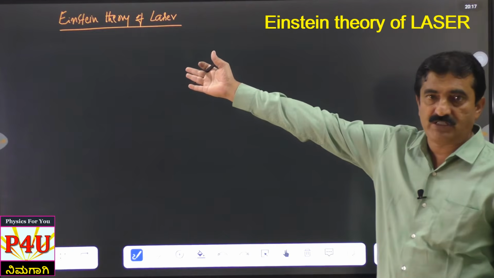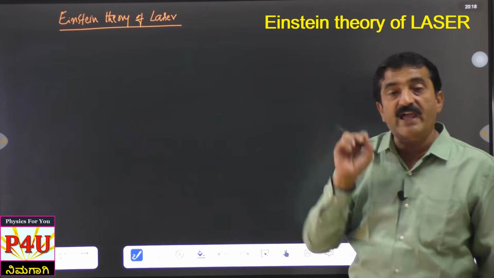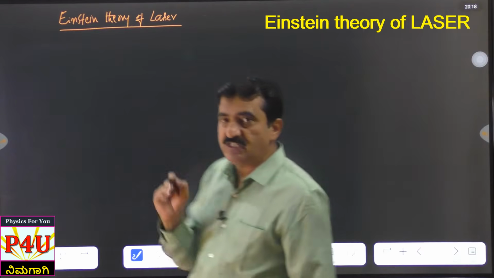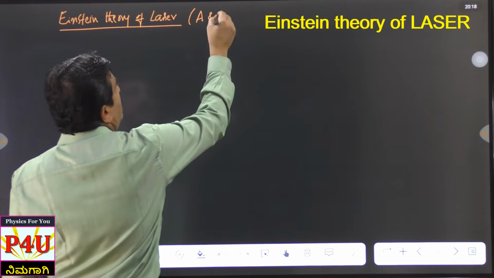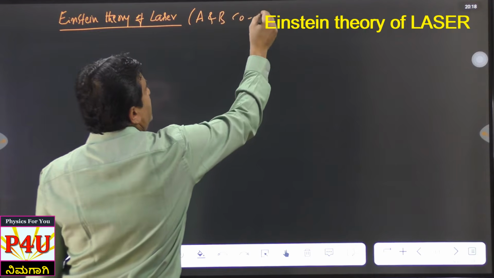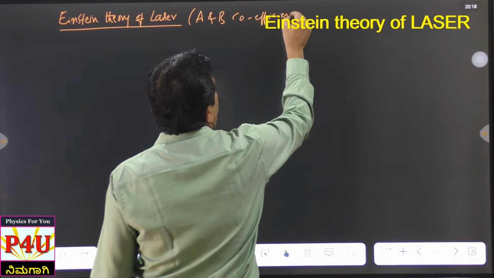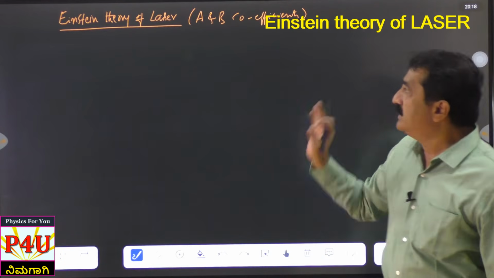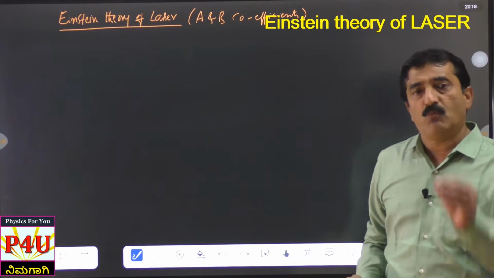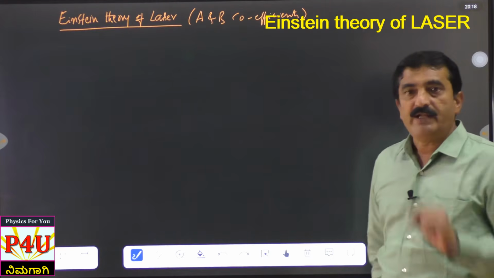Here is the next topic. In this video I am going to cover Einstein's theory of A and B coefficients, or Einstein's theory of laser. This is also called A and B coefficients. Why it is called coefficients, you will come to know later on. Dear students, this is also one of the important and most expected questions in the examination. You can expect this for 10 marks.